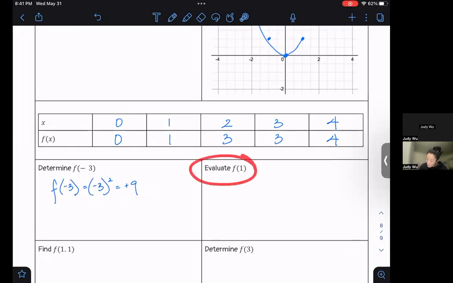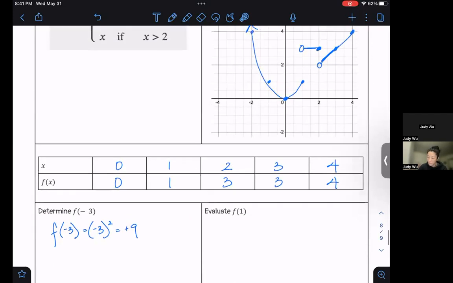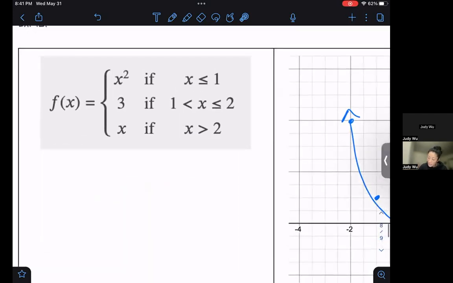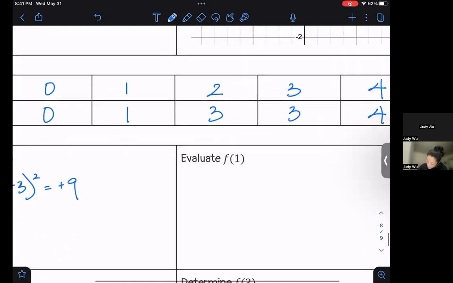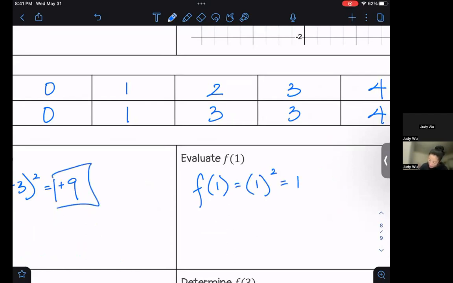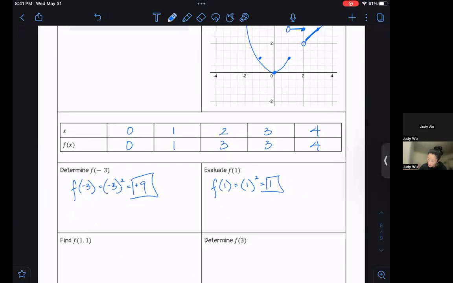All right, next up, evaluate f of 1. Evaluate is the same as determine, right? I just wanted to mix up the wording and make sure we understood that. Now we got to choose the right piece to put it in. Well, where is x equal to 1? Still that first one, okay? So f of 1 equals 1 squared, which is 1. So we've got 9 and 1 so far.